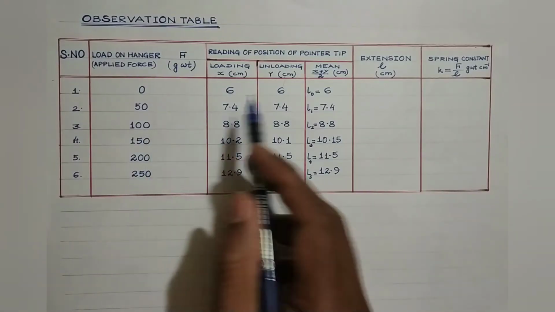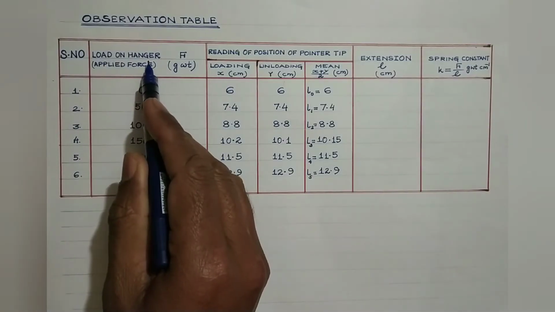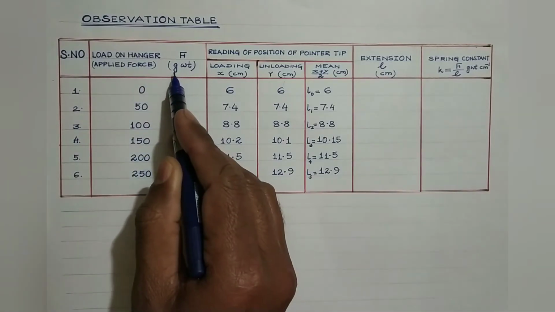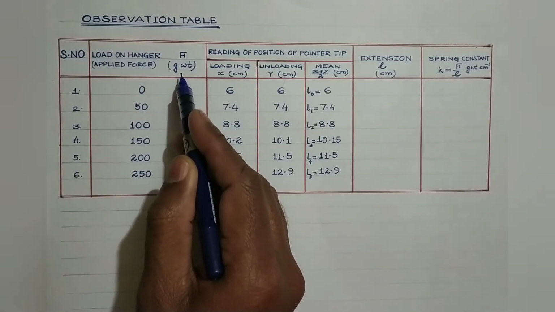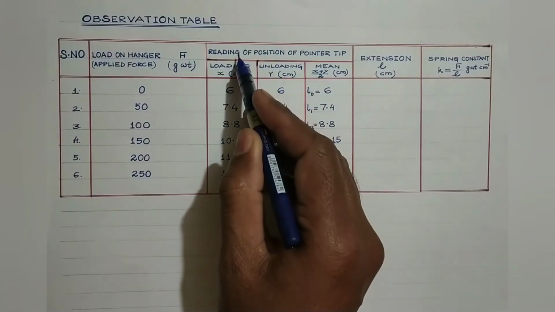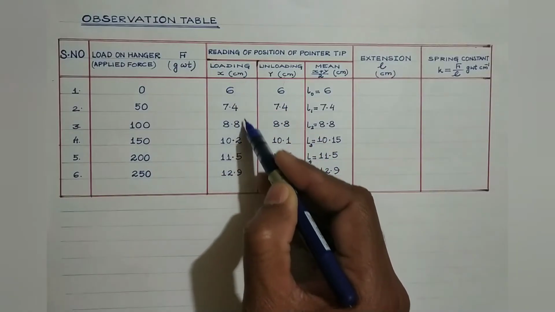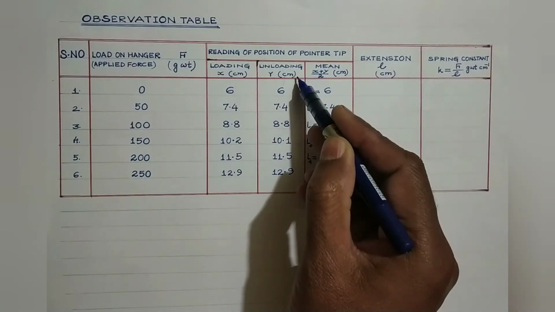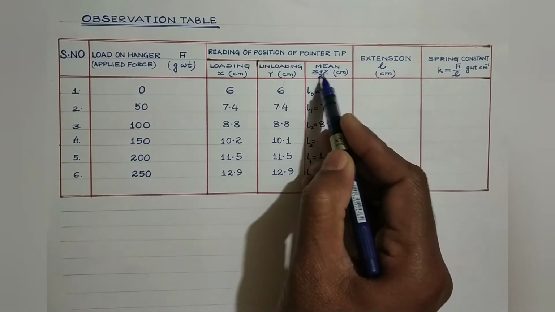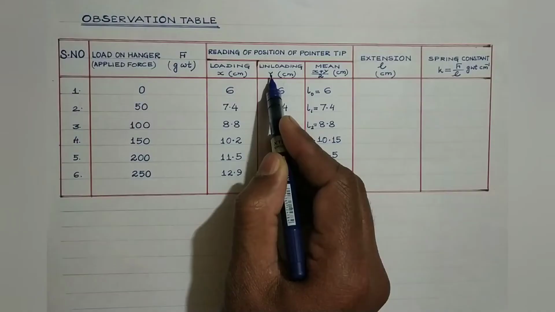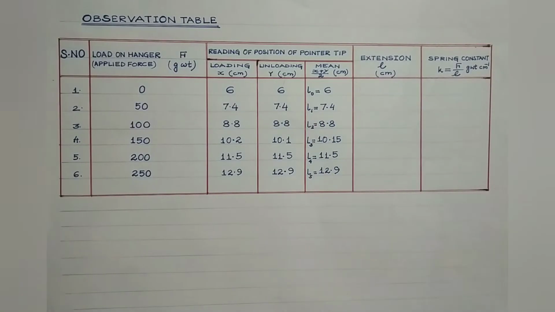Now students, this is the observation table. This is the column for the load on the hanger, that is the applied force. It is in gram weight. Students, 1 gram weight is equal to 980 dynes, right? And this is the reading of position of the pointer tip. Now this is during the loading in centimeters, and this is while unloading of this spring, right? And this is the mean value. Mean is (x plus y) divided by 2. So that's the mean value of loading and unloading.